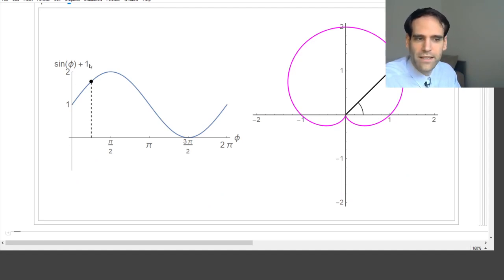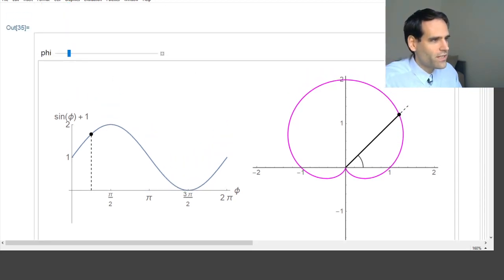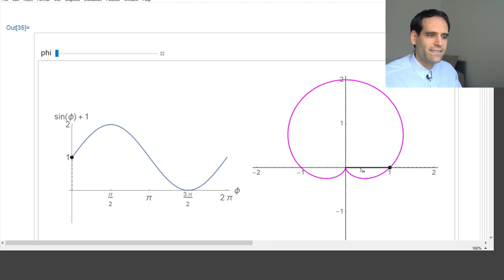So rho equals 1 plus sine. You see a sine wave, but it's moved upwards by 1. So the sine wave goes between 0 and 2. Notice that the sine wave starts when phi equals 0. 1 plus sine of 0 is equal to 1. So when we are on the x-axis, the angle phi is 0, and the distance to the origin is 1.